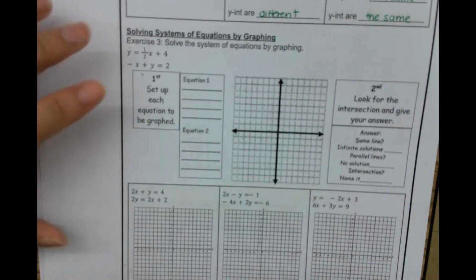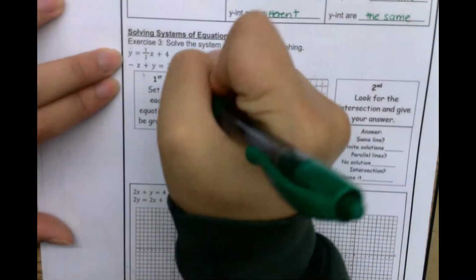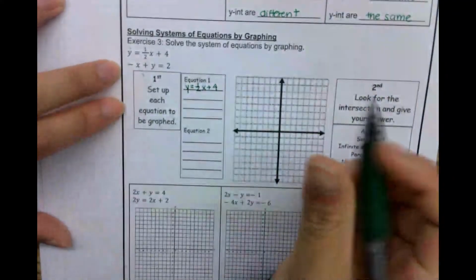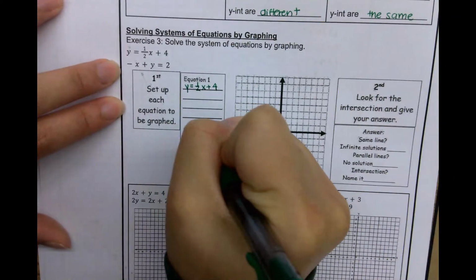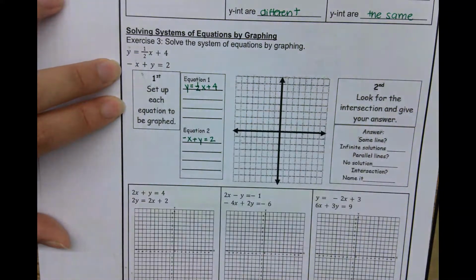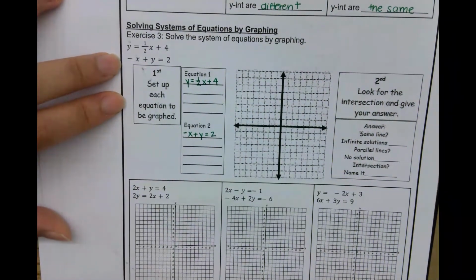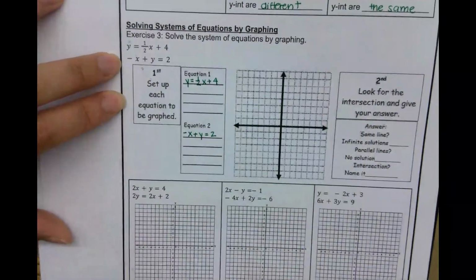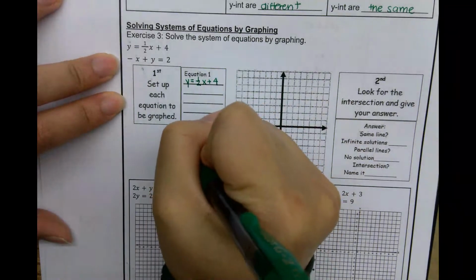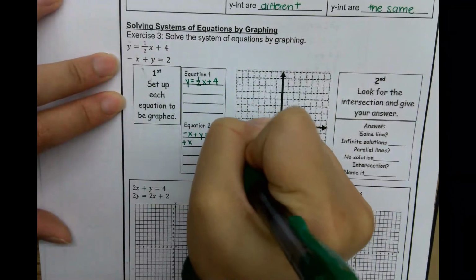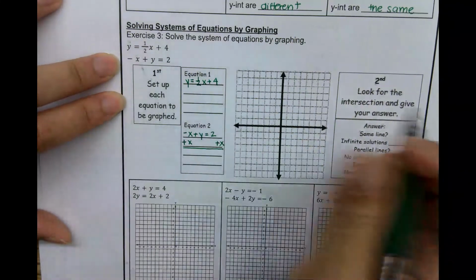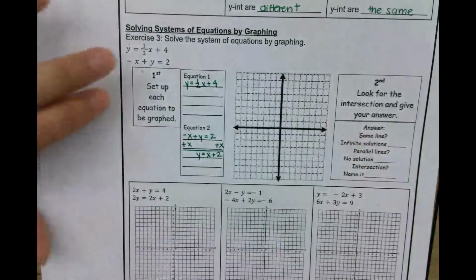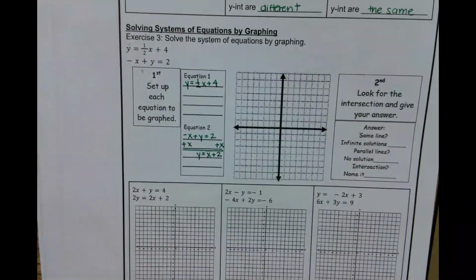So here we have 2 equations. The first one is y equals 1/2 x plus 4. The other one here is -x plus y equals 2. Okay. We're going to set up each equation to be graphed. Okay. So this one is nice in slope-intercept form. This one, to make it easier for ourselves, we're going to change it into slope-intercept form by solving for y. So I'm going to add x on both sides. And then what ends up happening is I have y equals x plus 2. Okay. Then we're going to graph it.